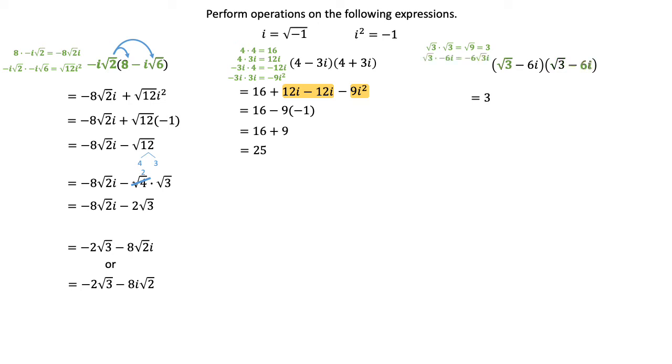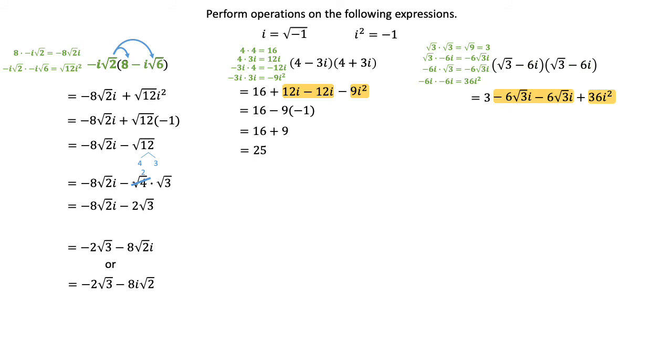Now let's look at the outer terms. Square root of 3 times -6i will be -6 square root of 3 i, gathering our numeric parts together. Inner terms, -6i times square root of 3 is another minus 6 square root of 3 i. And last terms, -6i times -6i, positive 36 i squared, so plus 36 i squared.